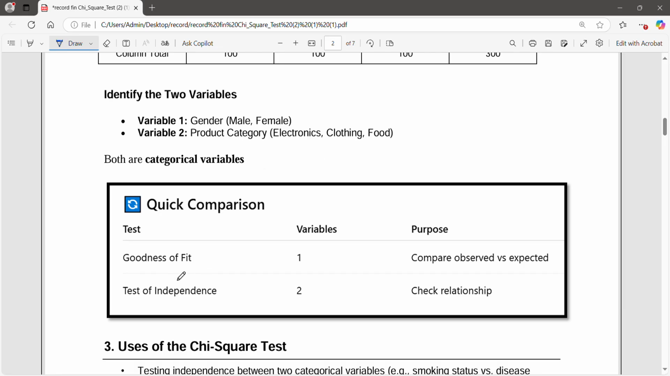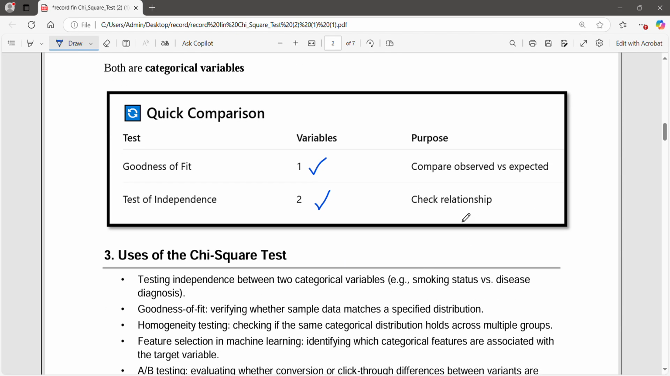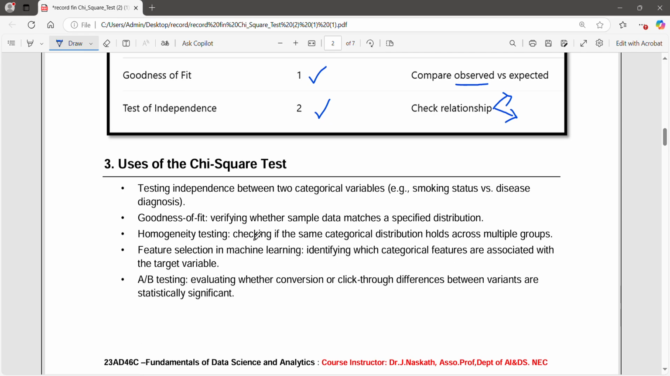Here is a quick comparison. Goodness of fit means we consider only one variable, observed versus expected. Test of independence means we consider two or more variables, and whether the two variables are related or not related. These are considered in the test of independence.